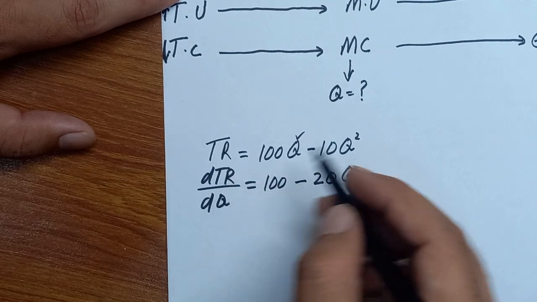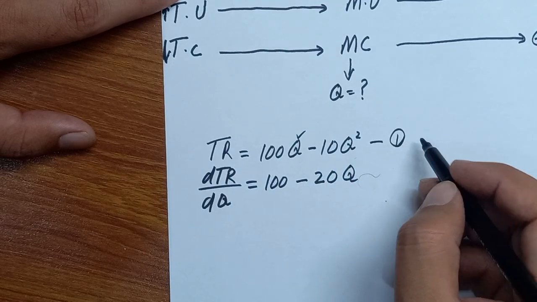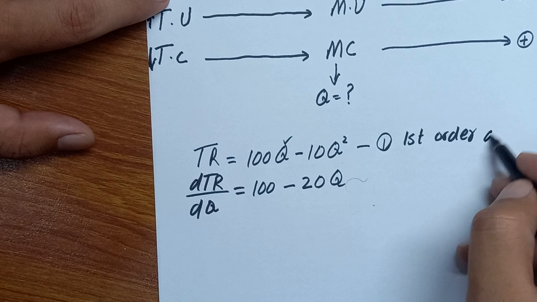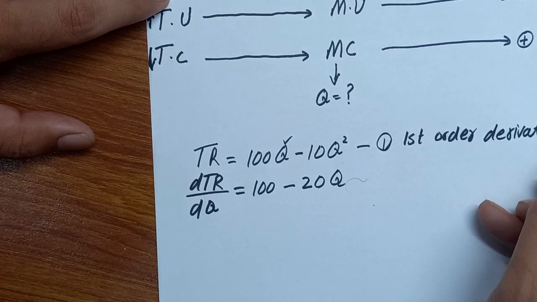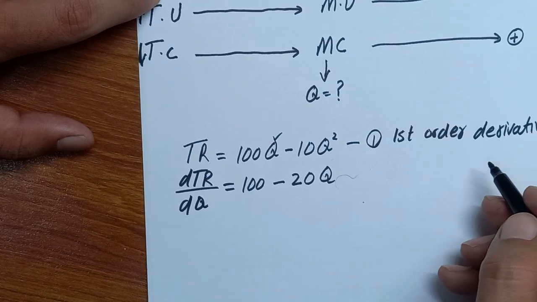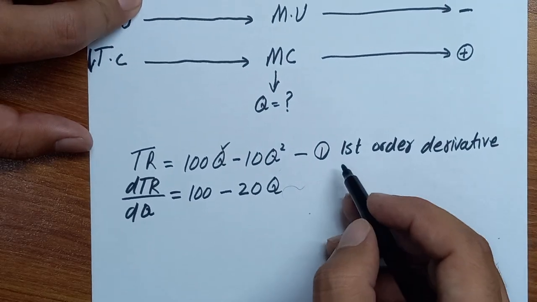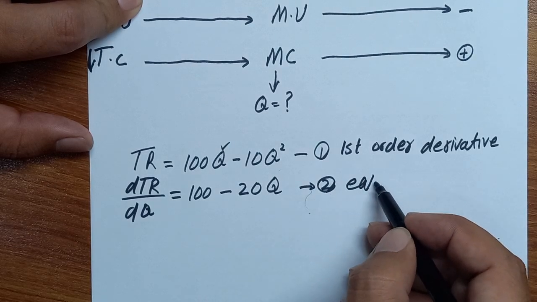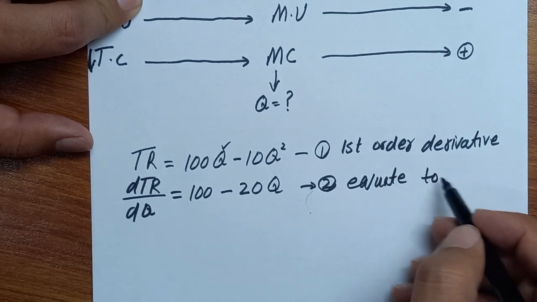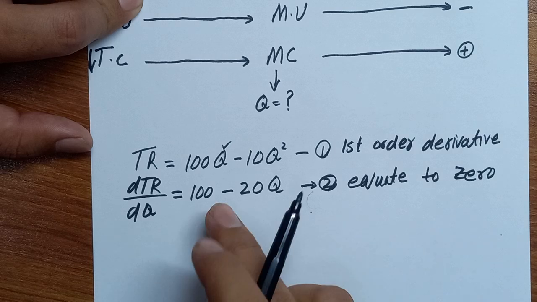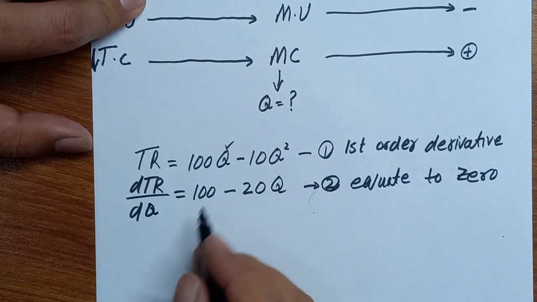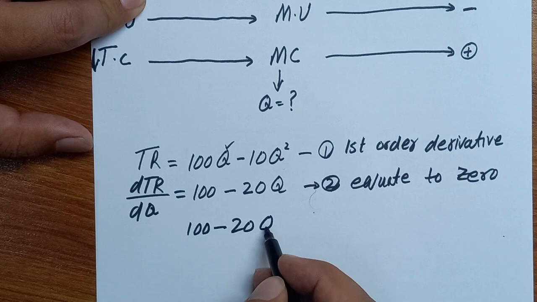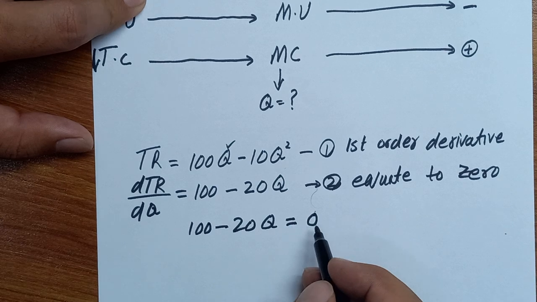I'm applying the rule of the derivatives. So now in the first step, what did we do? We took the first order derivatives. Now the second step is to equate to 0. I will equate this equation to 0. I mean 100 minus 20q is equal to 0.